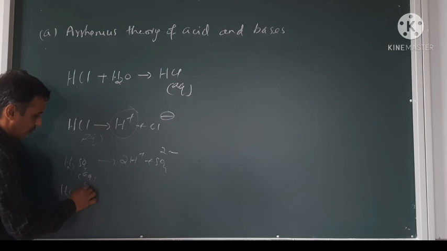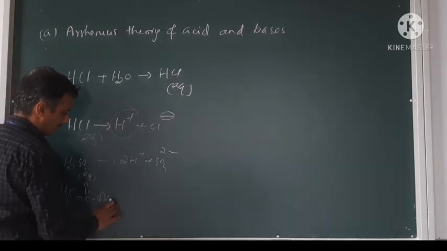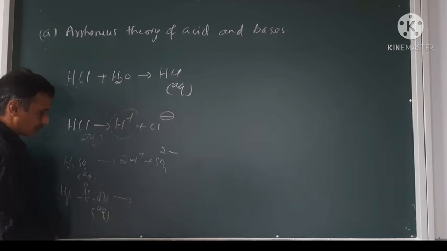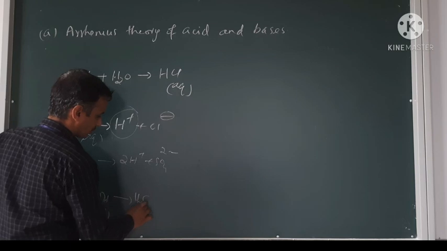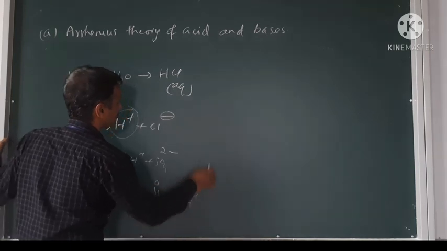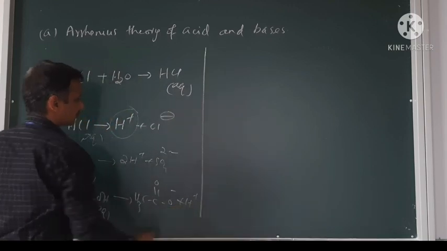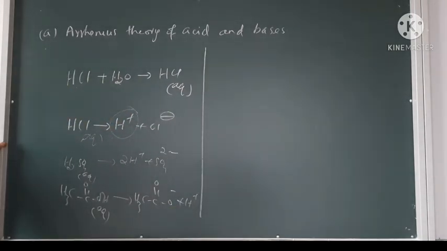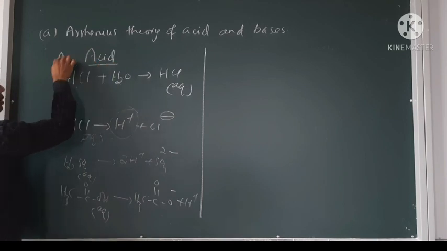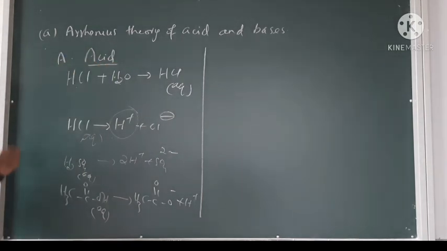CH3COOH, acetic acid, dissolved in water gives aqueous acetic acid. When dissolved in water, it starts giving CH3COO minus and the H plus ion. So this is called an acid, an Arrhenius acid also. An acid is an Arrhenius acid.